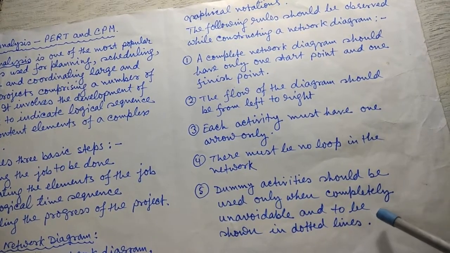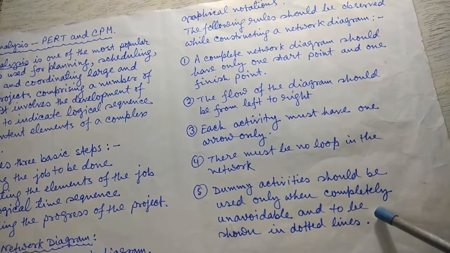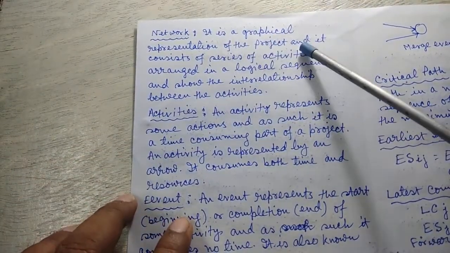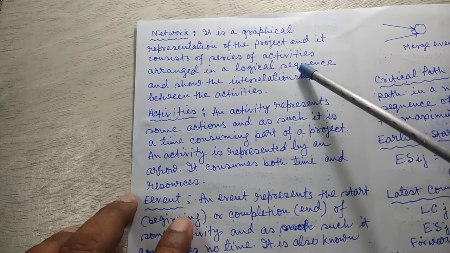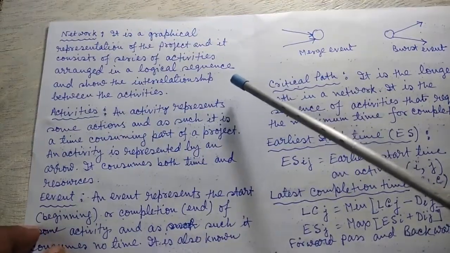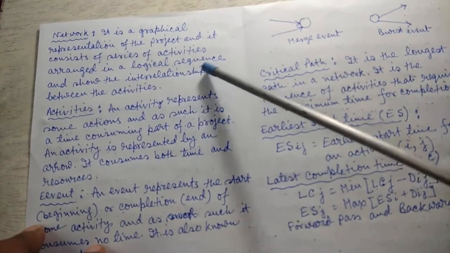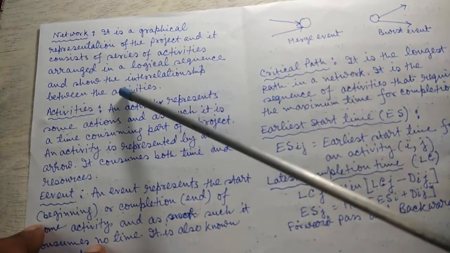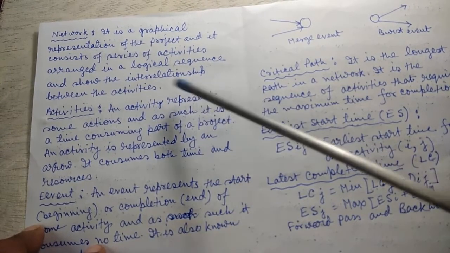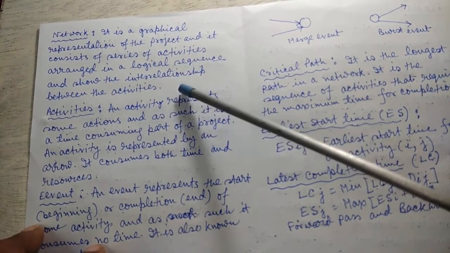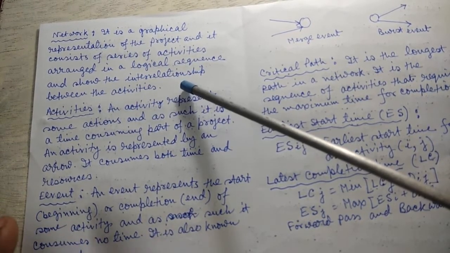Now, what is a network? Network is a graphical representation of the project, and it consists of series of activities arranged in a logical sequence and show the interrelationship between the activities. So network diagram shows the interrelationship between activities.